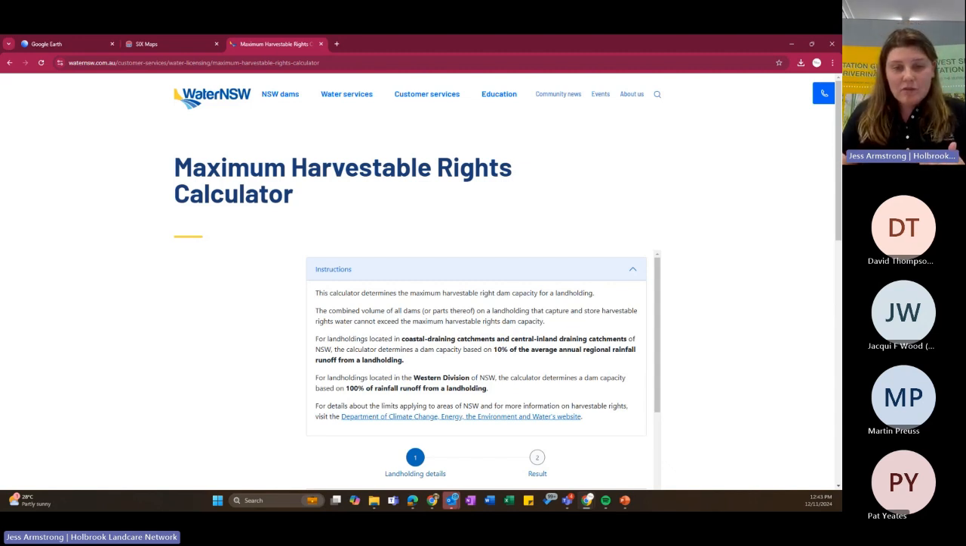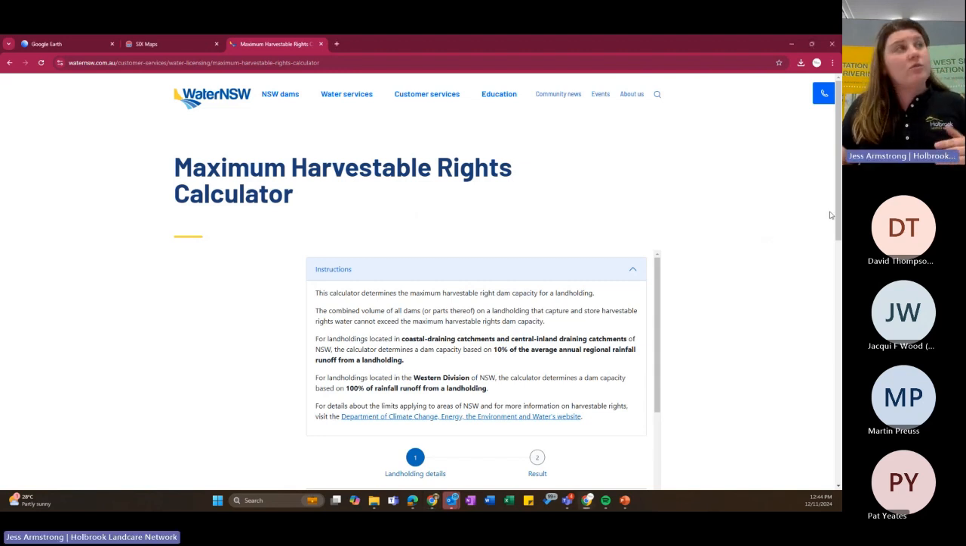But for now, the harvestable rights. The harvestable rights in our system allow our landholders to capture and store a proportion of rainfall runoff. And so there's two different regions. We have the eastern region, which is the region that we fall under. And what we can do as part of our harvestable rights is harvest up to 10% of the average annual regional rainfall runoff. And we can capture that in our dams, provided our dams meet a criteria, and we can use it for any purpose. In the Western Division, all rainfall runoff may be captured in dams and used for any purpose. But I'll get Pat to go into that in a minute.